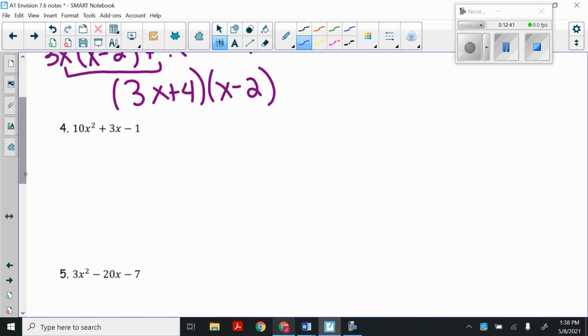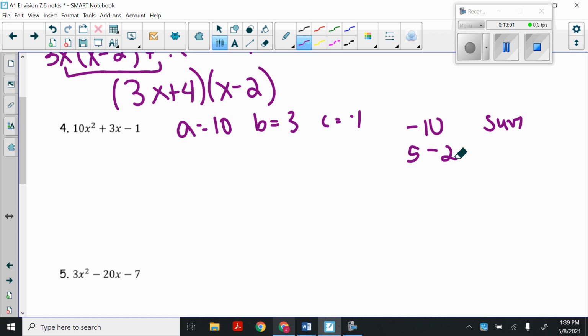Right, so number 4, 10x squared plus 3x minus 1. A is 10, B is 3, C is negative 1. So AC, I get negative 10, and then I'm looking for the sum. I know that I can multiply 5 times negative 2 to get negative 10 and add together to get a 3, which is what I'm looking for. Negative 2 is smaller, so I'm going to write this as 10x squared minus 2x plus 5x minus 1.